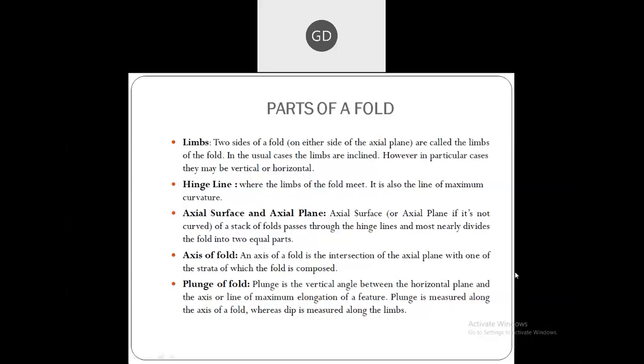Next is the axis of fold. The axis of the fold is the intersection of the axial plane with one of the strata of which the fold is composed. Then comes the plunge of the fold. Plunge of the fold is the angle of inclination of the fold axis with the horizontal as measured in a vertical plane. That is the plunge of a fold.